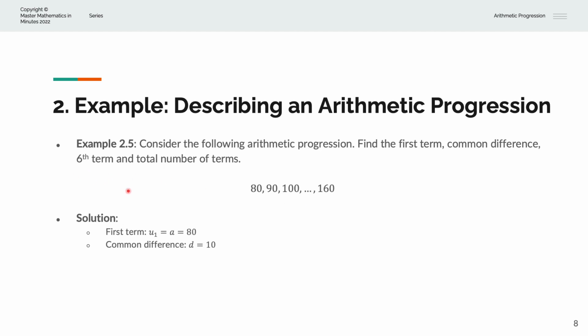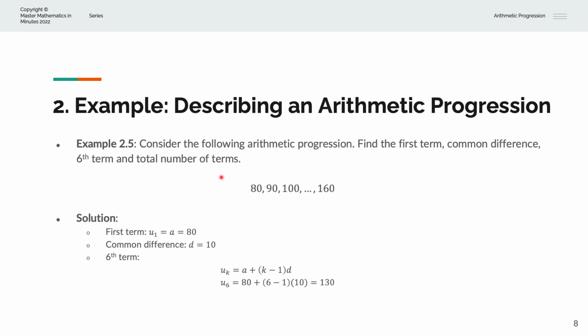And to find the 6th term, we'll use the generic kth term formula, where we have uk is equals to a plus k minus 1 into d. And we'll replace k by 6 because it's the 6th term that we're trying to find. And a is 80 as above, and k is 6 because it's the 6th term that we're looking for, and d is 10 as above. So simplifying that gives us 130. So despite having an incomplete sequence, we're able to find the 6th term, which is 130 in this case.